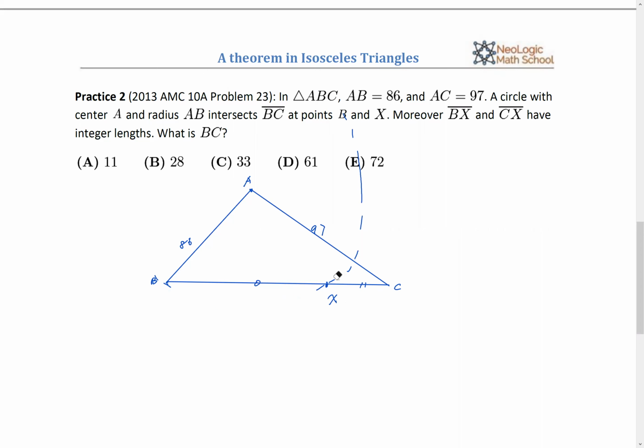We do, right? Now, I'm not gonna keep the circle here because I think if we apply the little theorem that we just learned, the circle is irrelevant. If you simply connect AX, this is 86, right? Because it's part of the circle and AB was the radius. So AX is also the radius, AX equals AB. So that triangle ABX is isosceles, right?